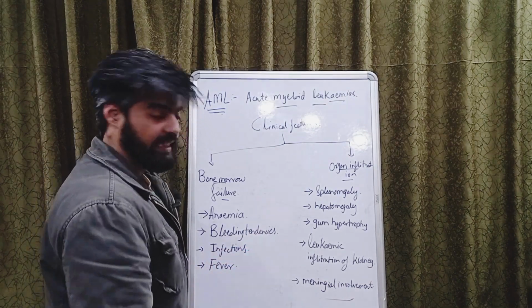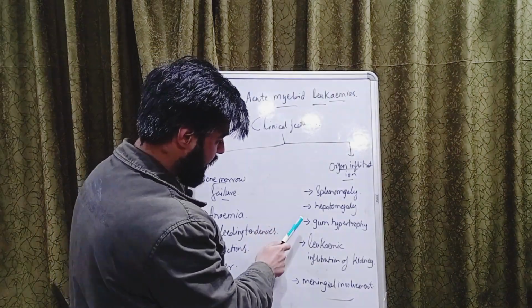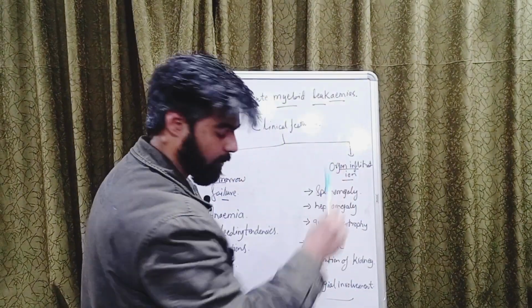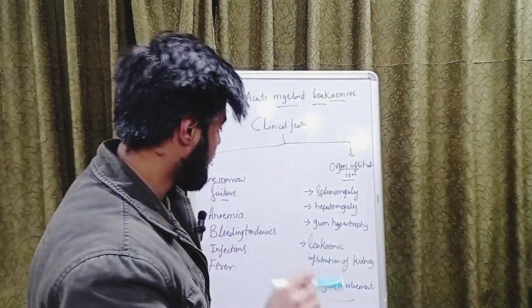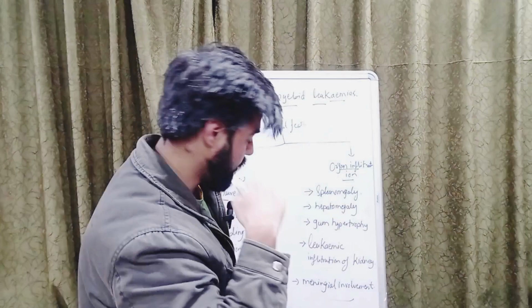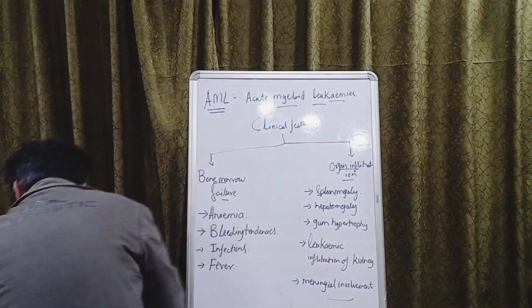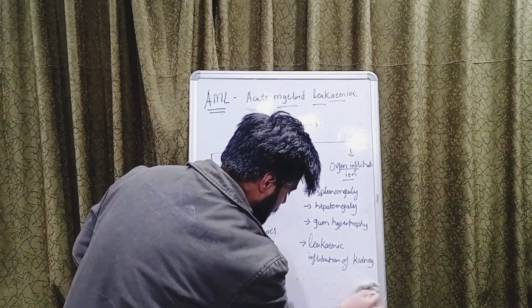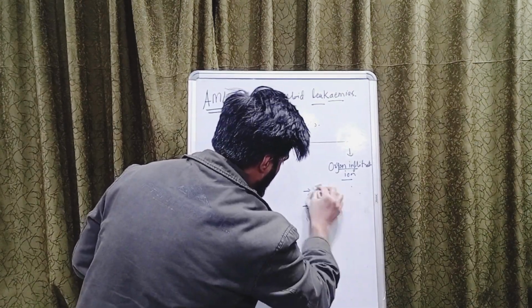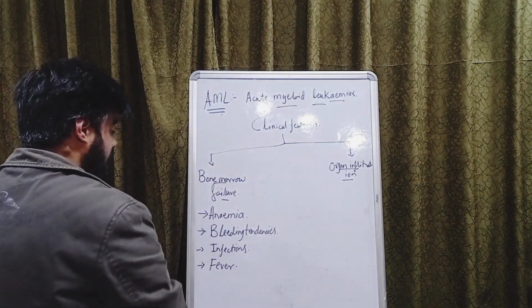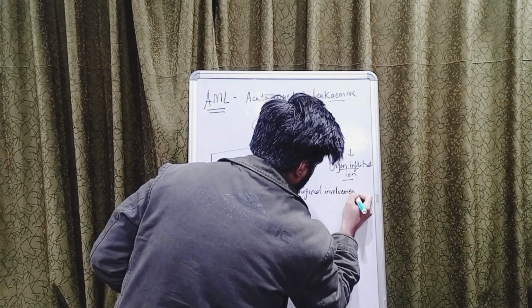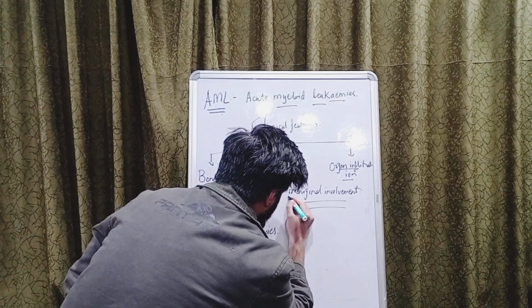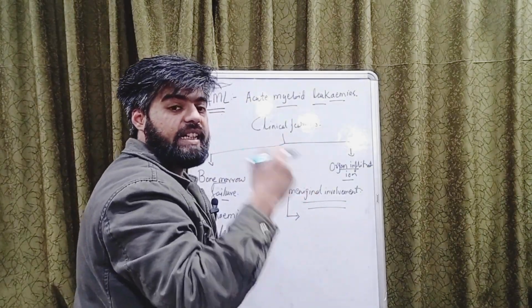So once there is a bone marrow failure, what happens is anemia, bleeding tendencies, infection, and fever. Once there is an organ infiltration, what will happen? Splenomegaly, hepatomegaly, gum hypertrophy, leukemic infiltration of kidney, and meningeal involvement. Now, what happens in meningeal involvement? Meningeal involvement means the brain gets involved, as malignant myeloid cells infiltrate into the brain. Since meningeal involvement comes under organ infiltration, I will write it under it only. First of all, once there is meningeal involvement, there will be raised intracranial pressure.